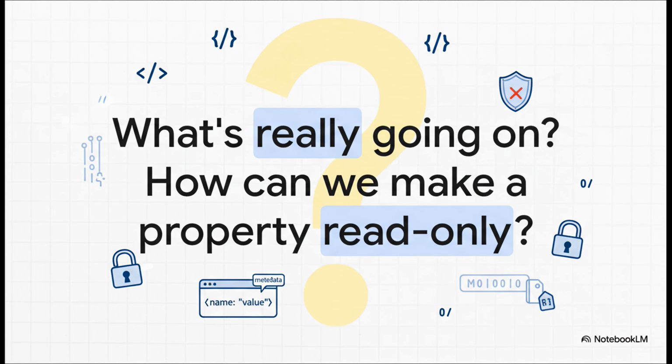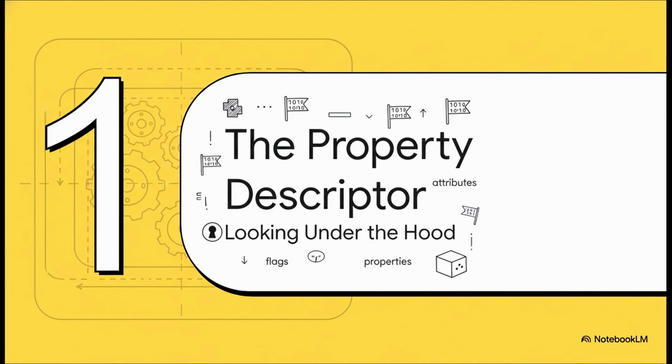to every single property. To unlock all this hidden power, we have to talk about a new concept, the property descriptor. The best way to think about it is like a blueprint for your property. It doesn't just define the value, but also a set of special flags that control its behavior. It's like having a dedicated control panel for each and every property in your object.